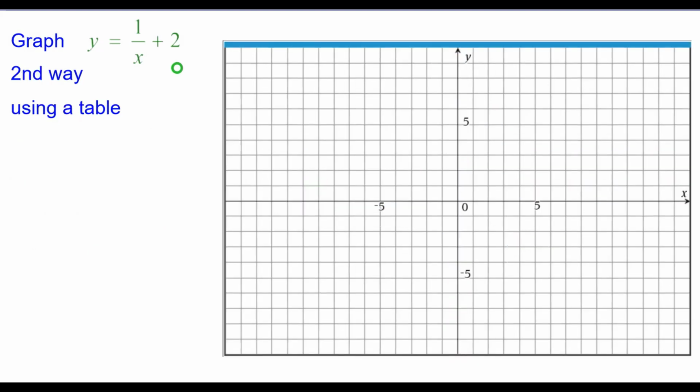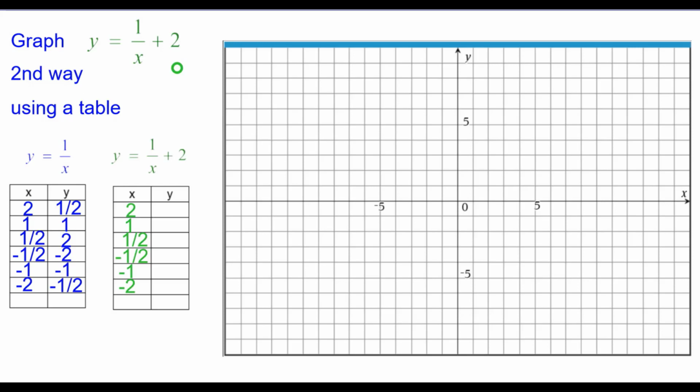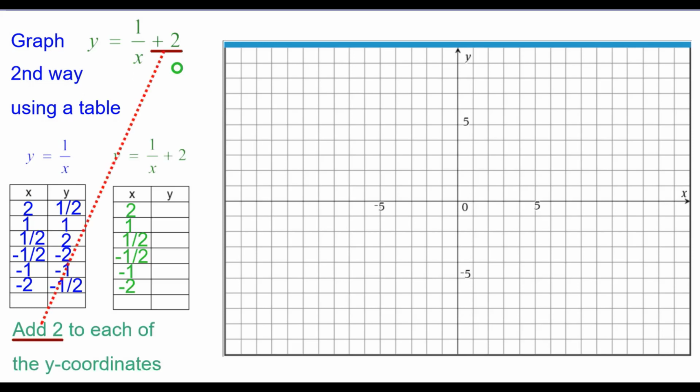The second way is using a table, and we're going to use the y equals 1 over x table of these 6 points to start with. We're going to add 2 to each of the y coordinates, again, because that's what it says to do in the equation. So I'm going to take that half and add 2. Think of 2 as 4 halves. 1 half plus 4 halves is 5 halves.